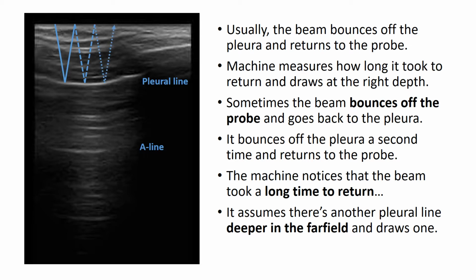Now that process can continue happening again and again and again for as long as that beam has some energy left to it. And each time it returns to the probe from bouncing off the pleural line, the machine will draw another A-line. So an A-line gets drawn for every single trip that beam takes.